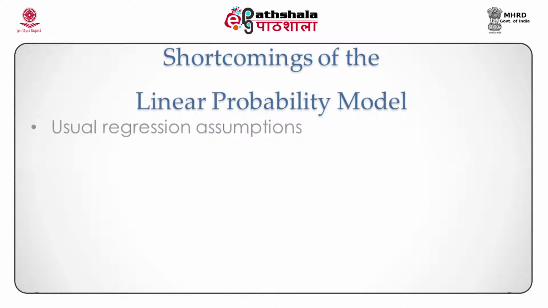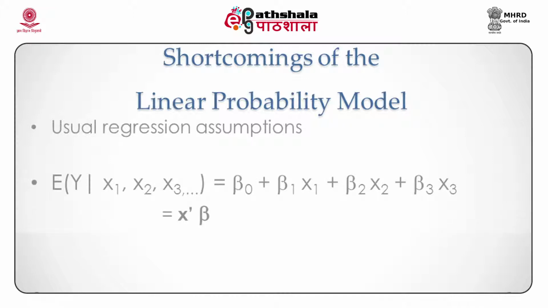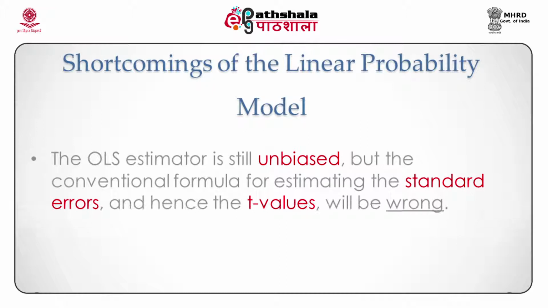We know that the usual regression assumptions required for the validity of the Gauss-Markov setup are that the expectation of y given x1, x2, etc. is x prime beta, and the variance of y given x1, x2, x3 is sigma square, the y's being independently distributed. Applying the linear probability model to the binary setting leads to heteroscedastic errors. This means that the OLS estimator is still unbiased, but the conventional formula for estimating the standard errors and t-values, and hence the p-values, will all be incorrect.